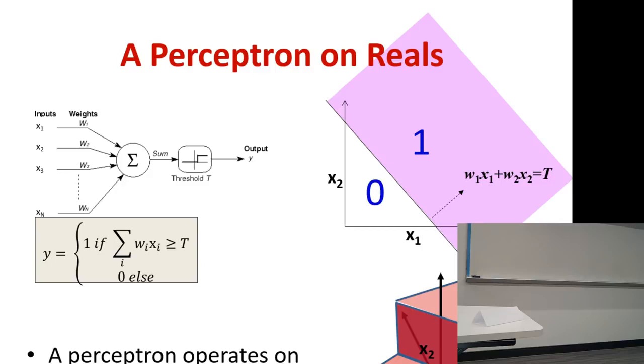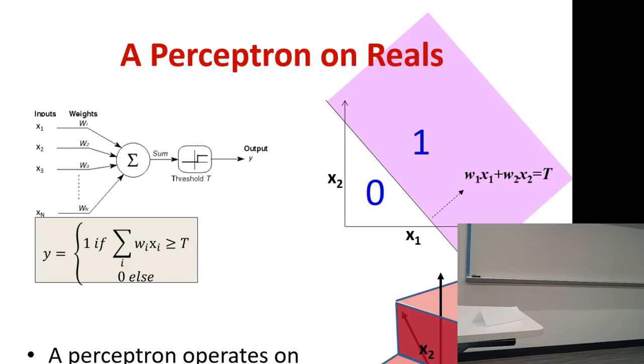Now, there is a set of x's where the threshold is exactly met. And that is the equation summation of wi xi equals t. What's that? That is the equation for a hyperplane. In 2 dimensions, that would be the equation of a line. So it would be something like this line. It says that this condition is exactly met on this line. The output is going to be 1 on one side and 0 on the other side.